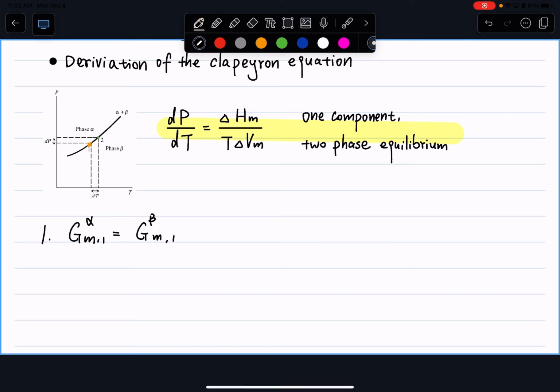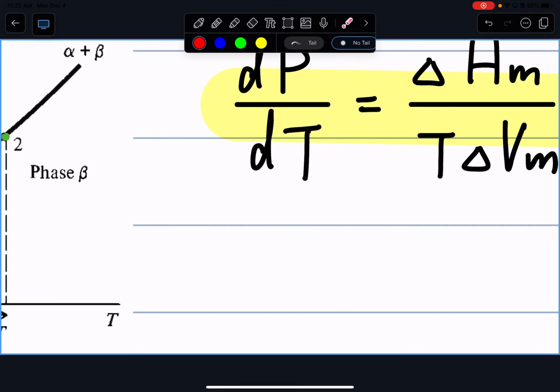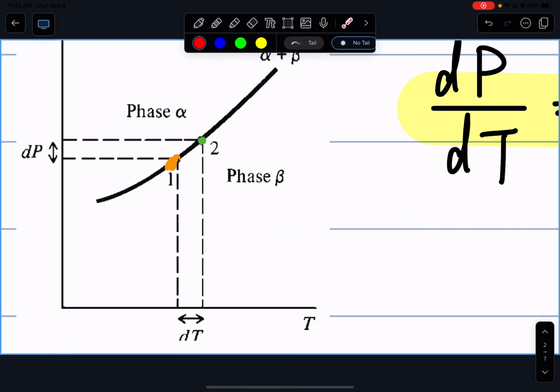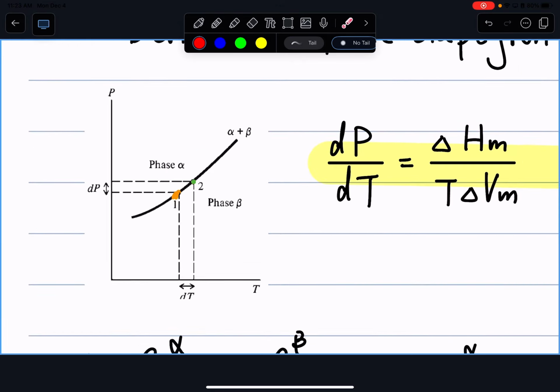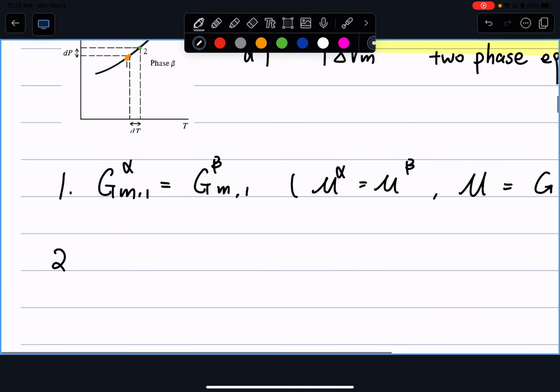Or you could also write this as the chemical potential of phase alpha equals the chemical potential of phase beta, where the chemical potential just equals the molar Gibbs free energy. That's the first step. Second step, express this point 2 here using what we know about point 1. So this is also pretty straightforward, right?